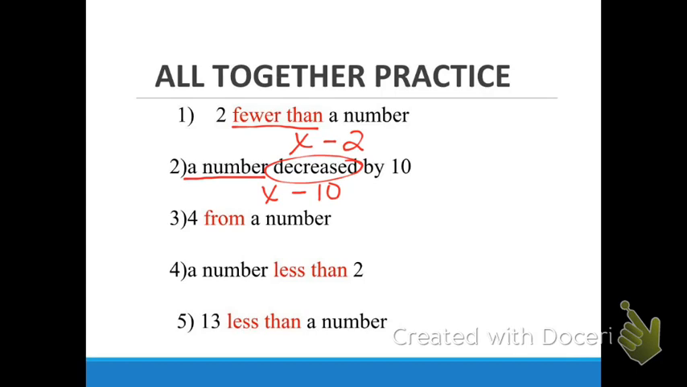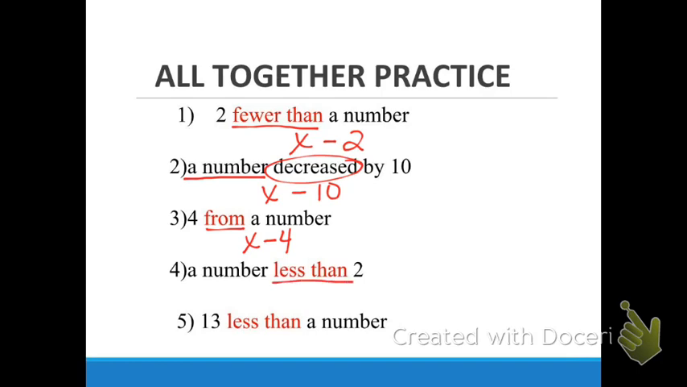Number 3. Turnaround words? From. Good. So that means we're going to turn it around. So a number comes first. From is X, minus, and 4. X minus 4.